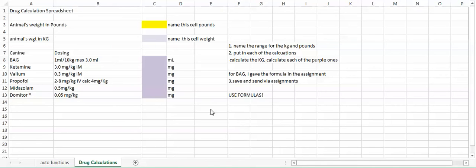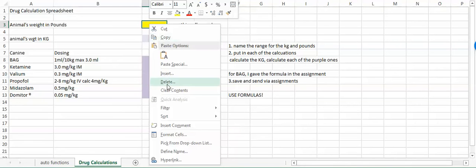Okay, the drug calculation spreadsheet. You're going to build a spreadsheet that would work for any animal, where you will be able to put in their weight in pounds and it will do all these drug calculations. Drug calculations are based on milligrams per kilogram, and kilograms are calculated by dividing the weight by 2.2.